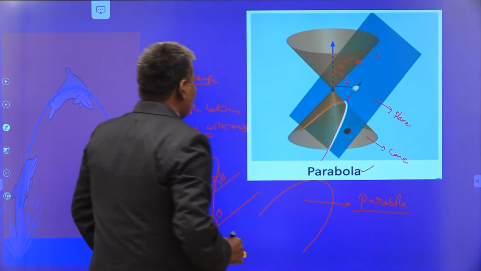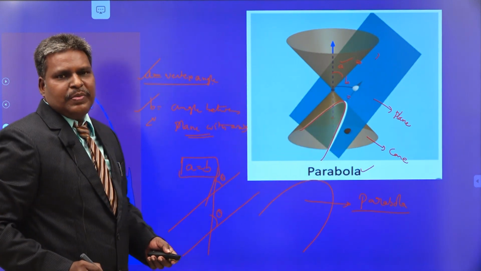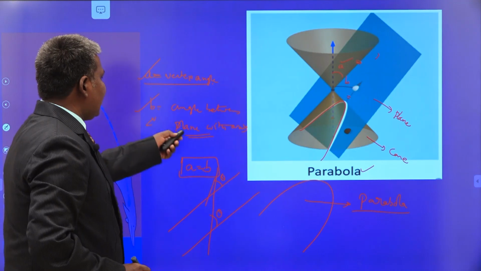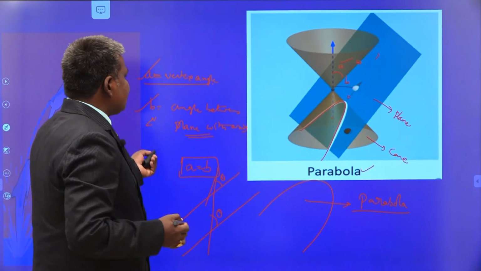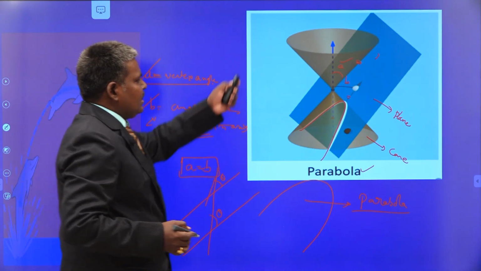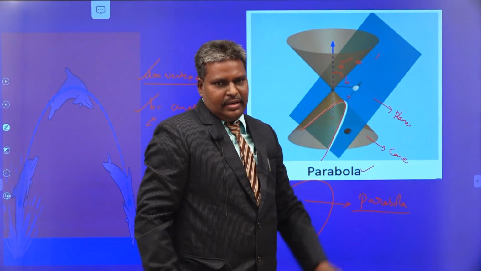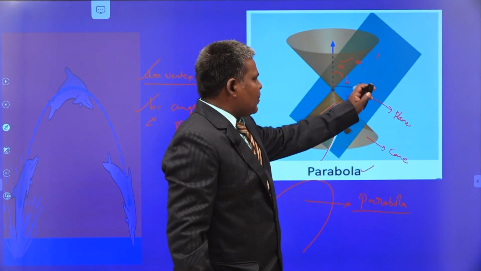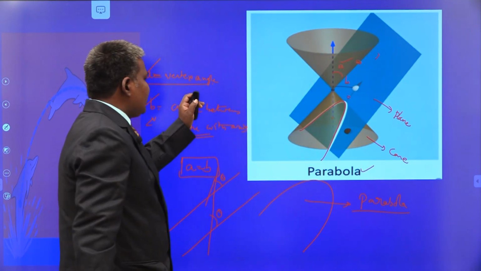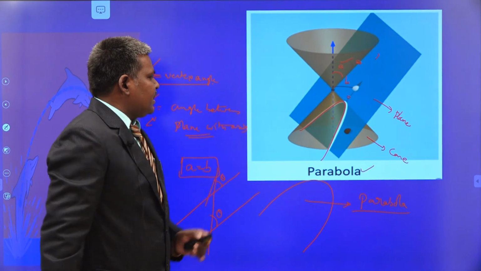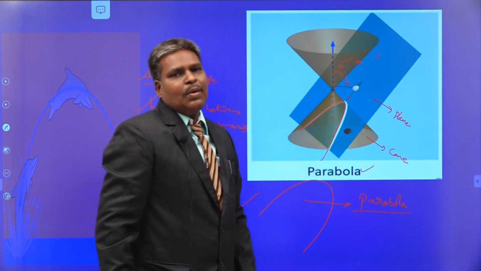How to obtain this one? Angle A is equal. Remember students, what is the angle A? Vertex angle. What is B? Angle B is nothing but the angle between the axis and the plane. Your plane is parallel to our generator. We obtain A equals B. At that time, we obtain the conic section, that is parabola.